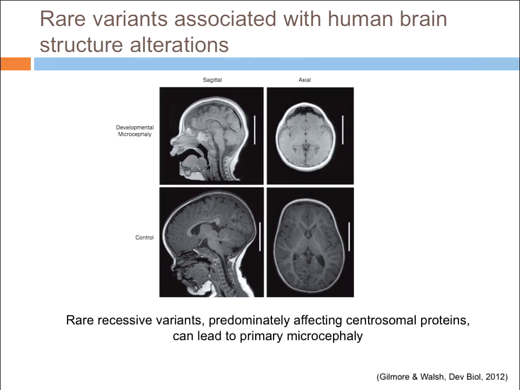Okay, so let's talk about some of the rare variants associated with human brain structure. The biggest ones, the ones we really know well, are those associated with microcephaly. Microcephaly is basically an overall shrinking of the entire brain, mainly the cortex. Rare recessive variants have been identified through linkage. They've predominantly affected centrosomal proteins, and they can lead to primary microcephaly.